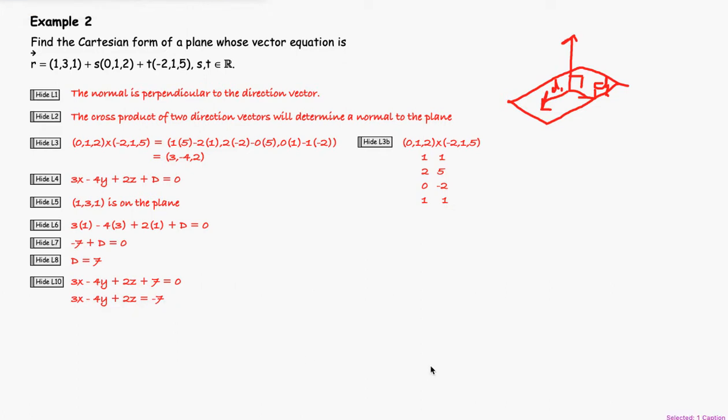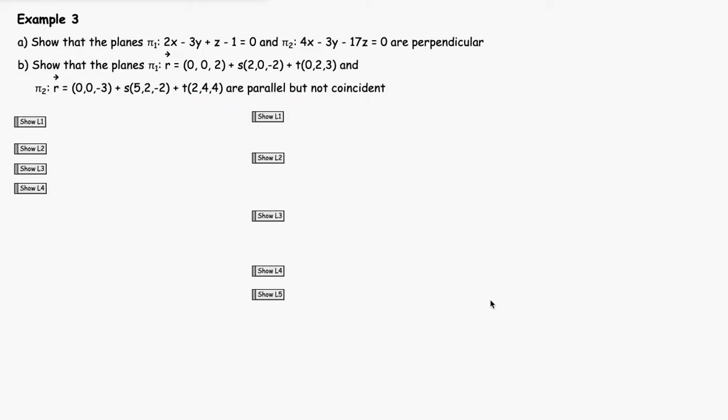All right, so that's example 2. Fastest way to find the Cartesian equation of the plane is simply to take the cross product of the two direction vectors, which gives you a normal, and then substitute the point in to find the constant for the plane. All right, let's move on to example 3.